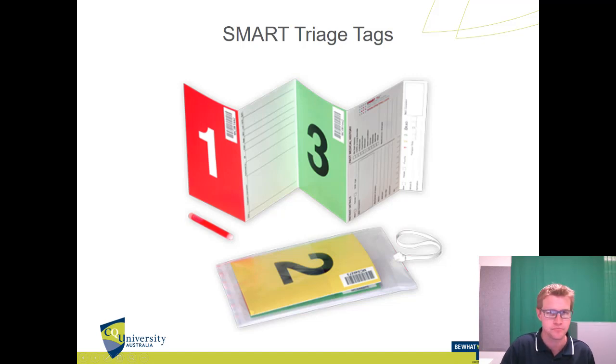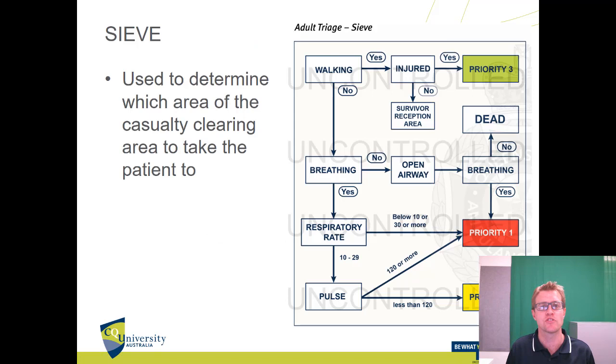So I've talked about sieve and sort. This is what sieve is. Sieve is used to determine which area of the casualty clearing area you're going to take the patient to. When you arrive, straight away you want to see if the patient's able to walk. If they are, you're done. You tell them to go to the green area, or if they are completely uninjured, you have a separate area. You don't want people to leave the scene, you need to account for everyone. If they're injured, they need to go to the green area. If they're not injured, tell them to go outside to the survivor reception area. If that hasn't been established yet, tell them to go outside and remain on scene.